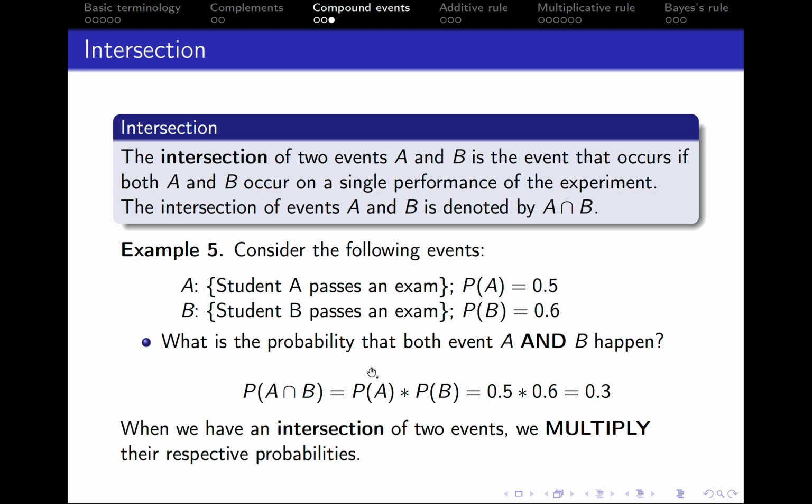So in order to calculate this probability, what we need to do is multiply the probability of event A by the probability of event B. When we do this, we get that the probability that both students pass an exam at the same time is 0.3. So when you have an intersection of two events, so if you would like to calculate the probability of two events happening at the same time, what you need to do is multiply the respective probabilities of the events that you are considering.